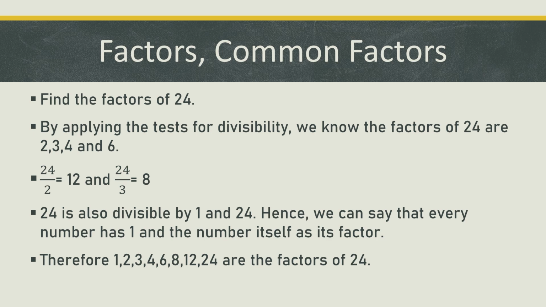Now 24 is divisible also by 1 and the number itself, that is 24. Hence we can say that every number has 1 and the number itself as its factors. So which numbers are the factors of 24? We got 1, 2, 3, 4, 6, 8, 12 and the number itself, that is 24, are the factors of 24.